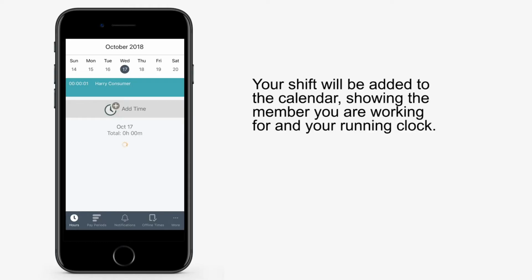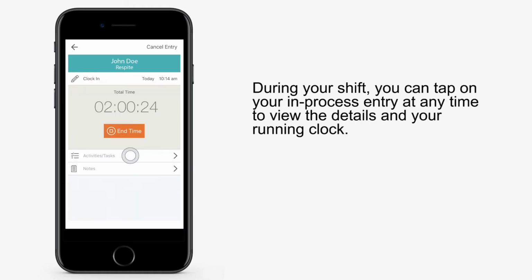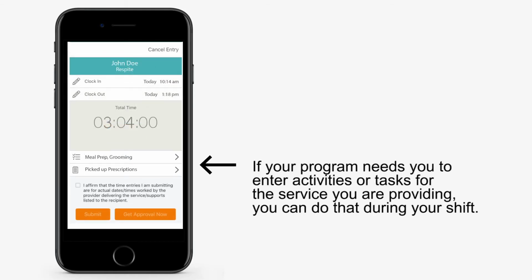Your shift will be added to the calendar, showing the member you're working for and your running clock. During your shift, you can tap on your in-process entry at any time to view the details and your running clock. If your program needs you to enter activities or tasks for the services you're providing, you can do that during your shift.